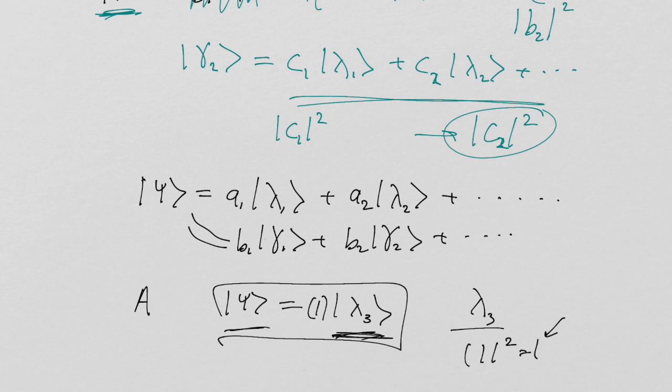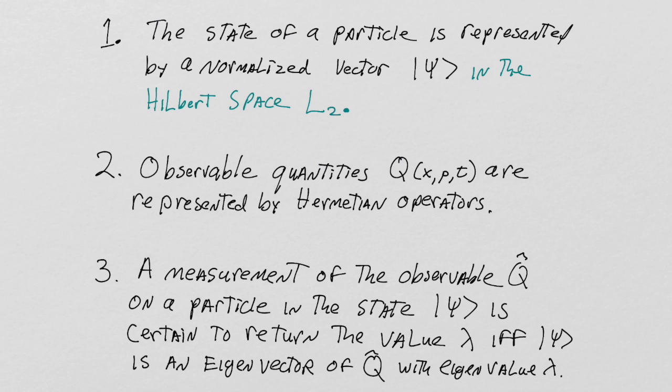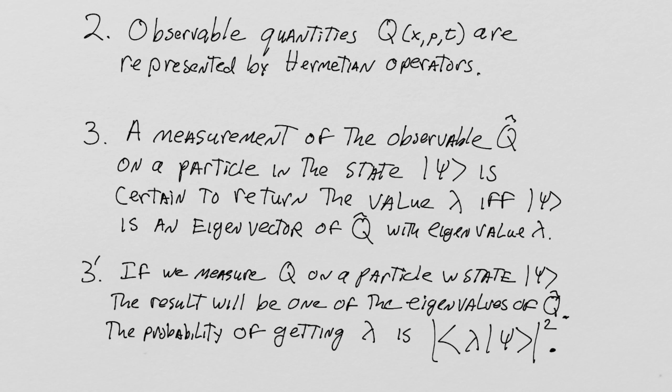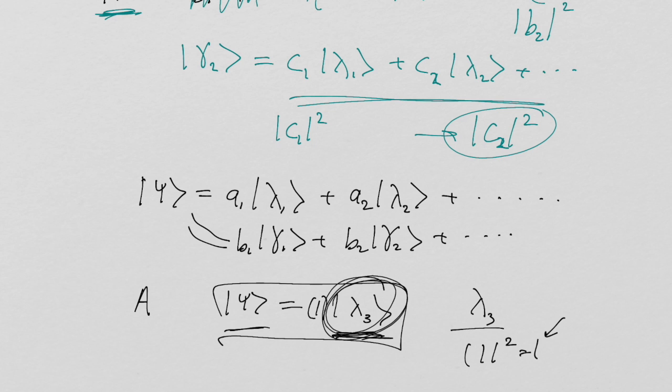certain measurement outcome is to prepare it in a literal eigenstate of the observable. In fact, I think I have this in Griffiths. Griffiths writes, Postulate 3: a measurement of the observable Q on a particle in the state psi is certain to return a value lambda if and only if psi is an eigenvector of Q with eigenvalue lambda. So that's an example of somebody using this fact as a literal postulate. It's not one of our postulates, but you can broker this into being a postulate.